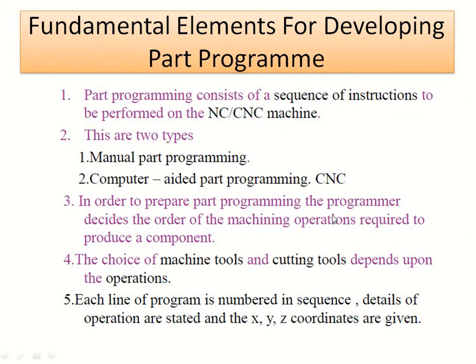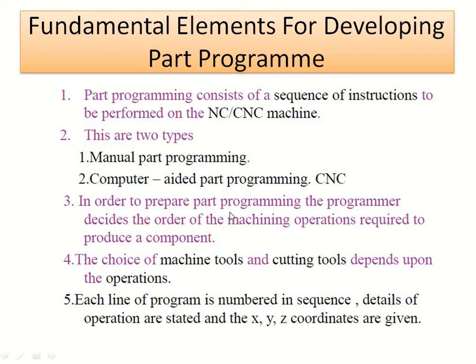Now the fundamental elements for developing part programming. The first one is that part programming consists of a sequence of instructions to be performed in numerical control, that is NC, and computer numerical control machines, CNC. These are of two types: manual part programming and computer aided part programming.